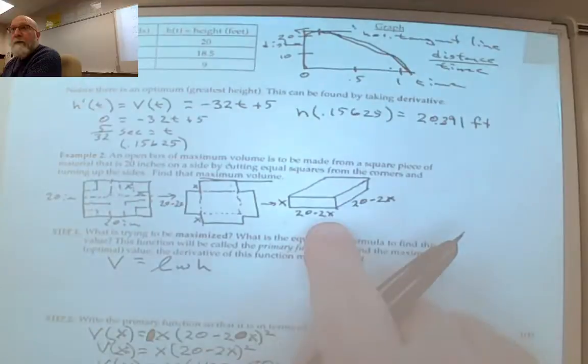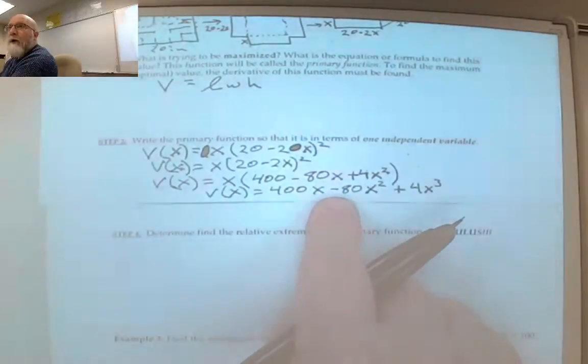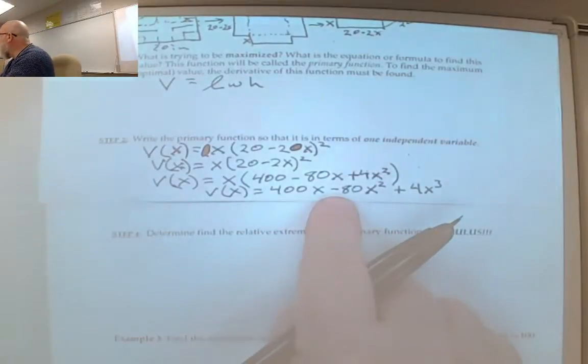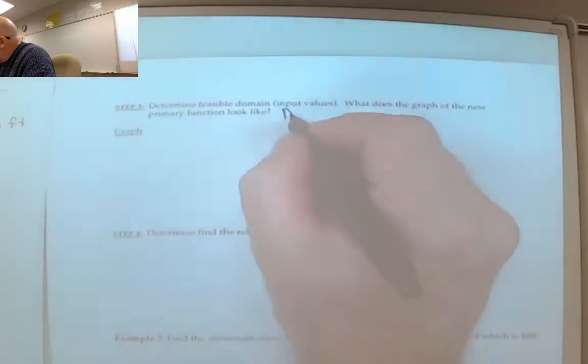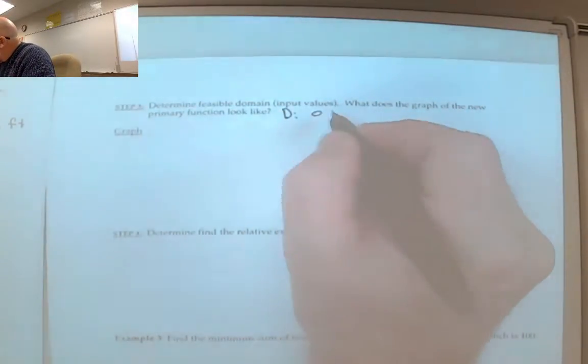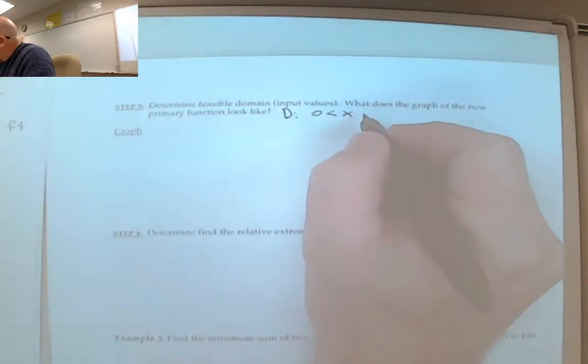Could I put 0 in there? No. So would you say that x has to be greater than 0? Could you see that if I put it in the function here, I would have a problem with 0, right? I would get no volume. So my domain, 0, I know x has got to be bigger than that.